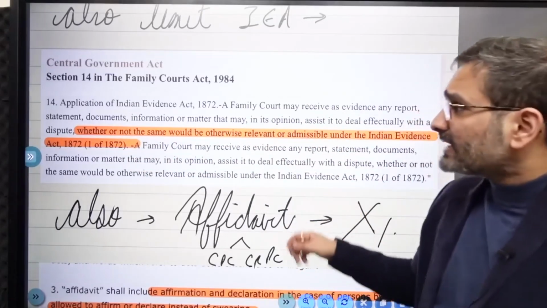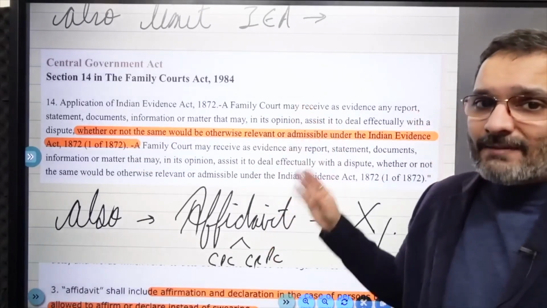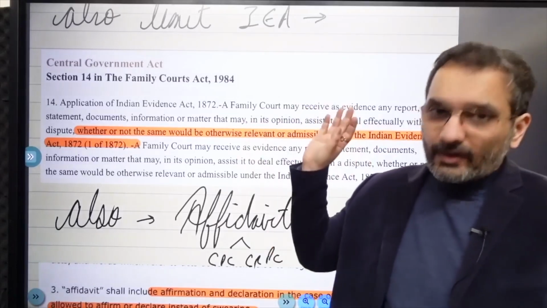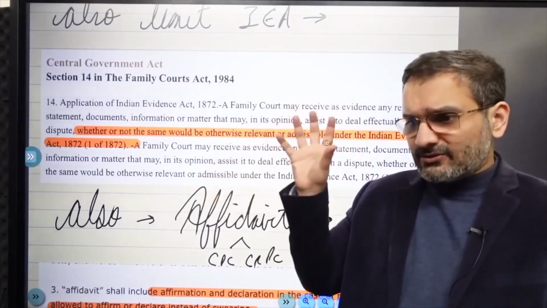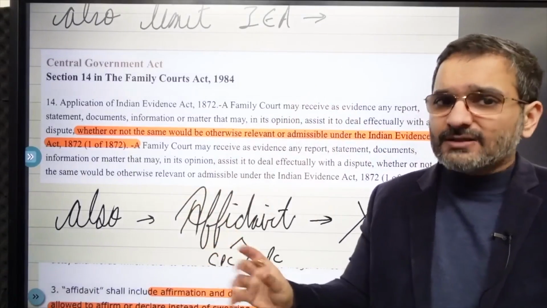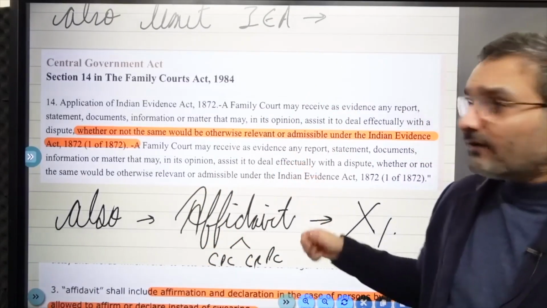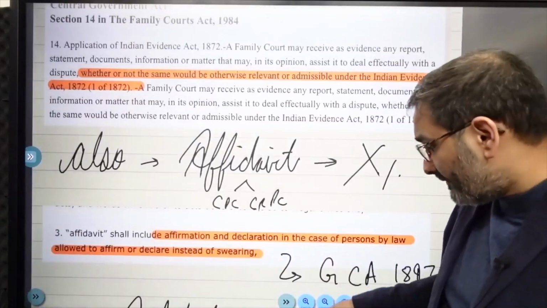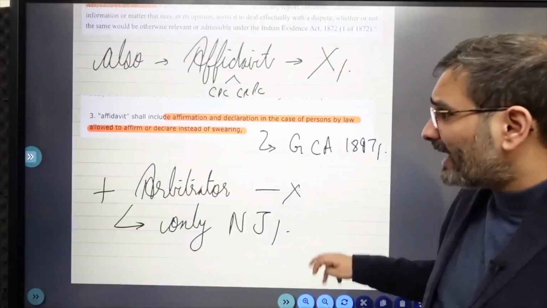So a family court may receive as evidence any report, statement, document, information, or matter that may, in its opinion, assist it to deal effectively with a dispute, whether or not the same would be otherwise relevant or admissible under the Indian Evidence Act. So section 14 in the Family Courts Act, जब भी आंसर लिखें on the Indian Evidence Act as a ये जो intro वाले जो आंसर होते हैं, philosophical जो आंसर्स होते हैं, please do mention section 14 in the Family Courts Act 1984. एफिडेविट्स पे भी नहीं अप्लाई होते.